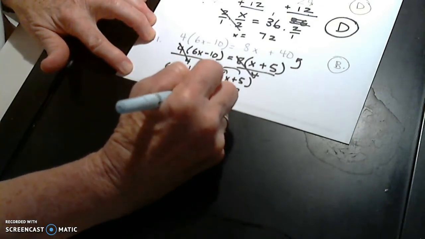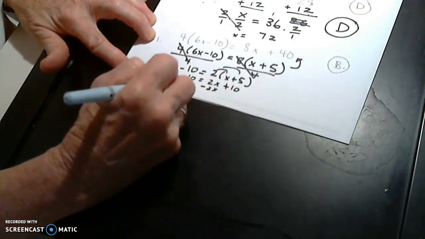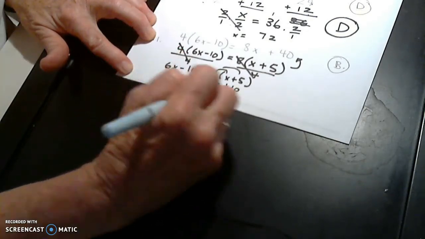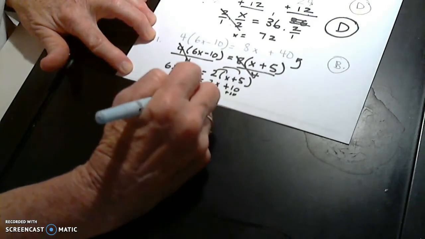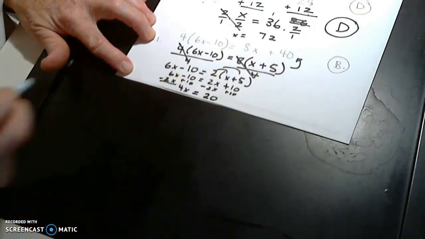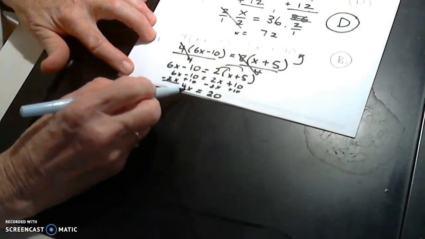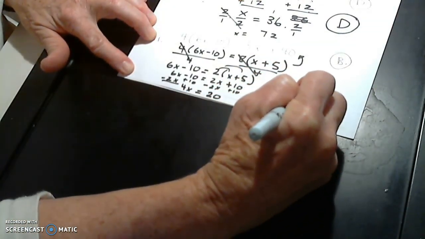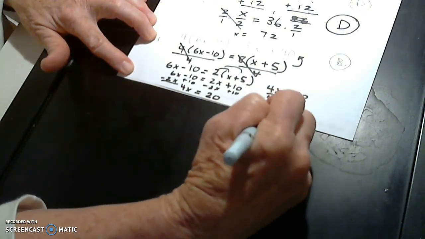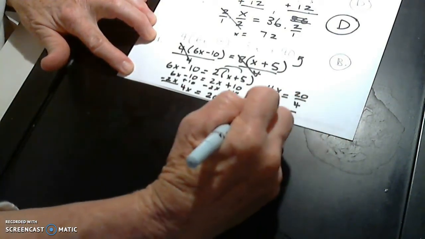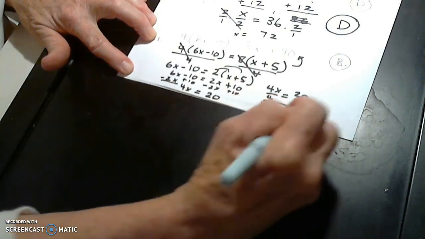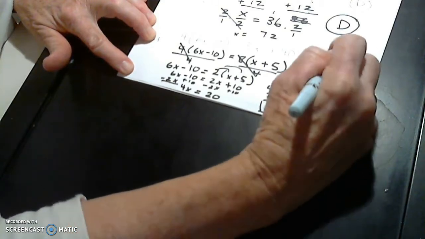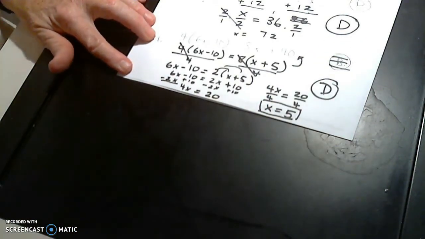I will subtract 2x from each side. I'm left with 4x. I'm going to add 10 to both sides. 4x equals 20. And we know in order to get rid of our 4 here, divide both sides by 4. 4x divided by 4 equals 20 divided by 4. X equals 5. This was a tough problem, but if you got through it, the correct answer was, I believe, D. On that one, it was the last. But the correct answer is 5.